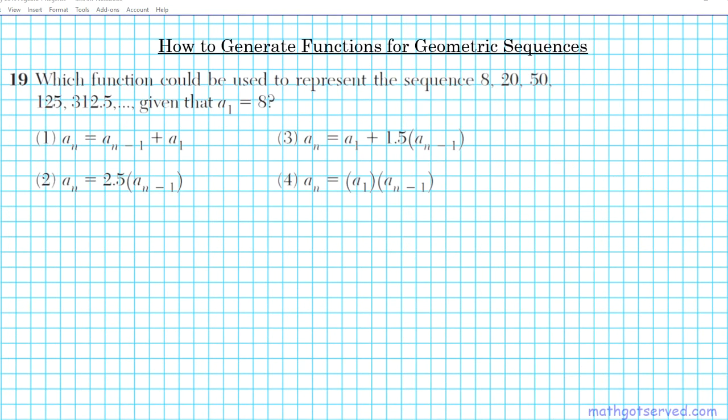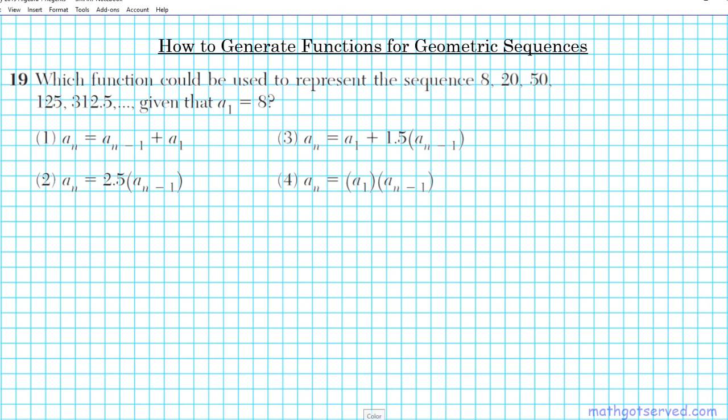Alright, let's take a look at question 19. In this one, we'll be assessed on how to generate a function for geometric sequences. Question 19 reads, which function could be used to represent the sequence 8, 20, 50, 125, 312.5, and on and on, given that a1 is equal to 8. a1 is the first term, okay?